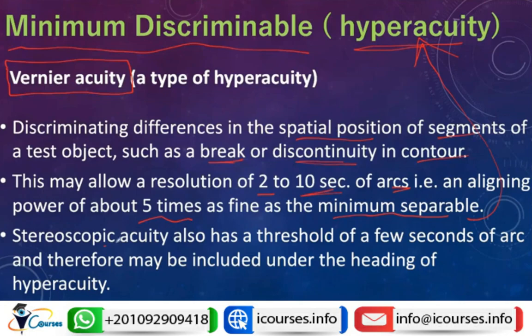It was also thought that stereopsis, which is the higher grade of binocular vision by which we can detect that objects have 3 dimensions, can be considered a type of hyperacuity, or a type of minimum discriminable vision, as it has a threshold of a few seconds of arc. The mechanism for Vernier acuity, or minimum discriminable, or hyperacuity, is still unknown up till now, but this is the concept: that we can see a break in a line or a separation or discontinuity in a contour in space.